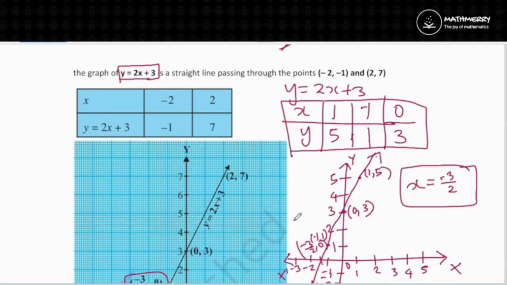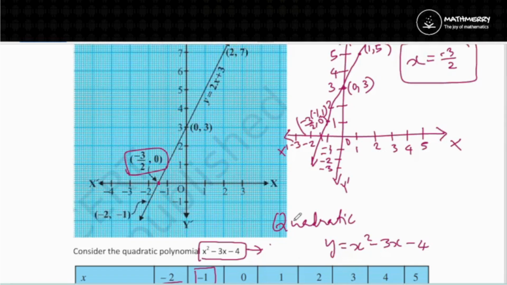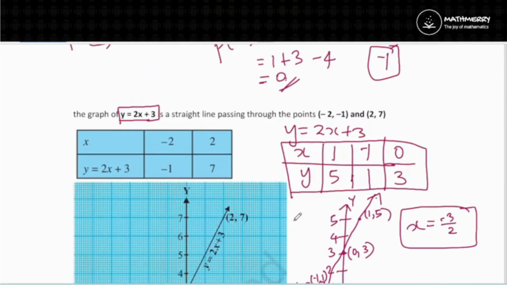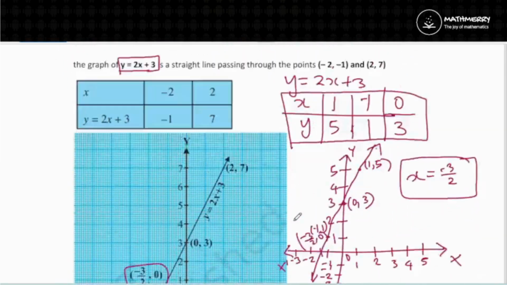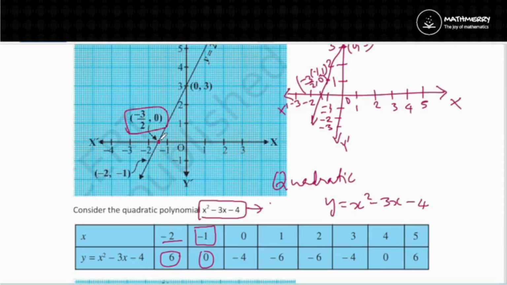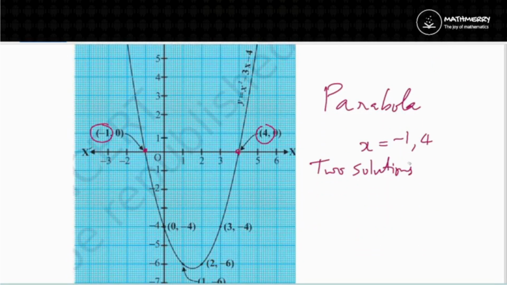For a linear polynomial, we have the graph as a straight line, and for a quadratic polynomial, our graph will be a parabola. And wherever the graph touches the x-axis, that is our solution. And also, for a linear polynomial, we will have at most one solution. And for a quadratic polynomial, we will have at most two solutions for a given quadratic polynomial.